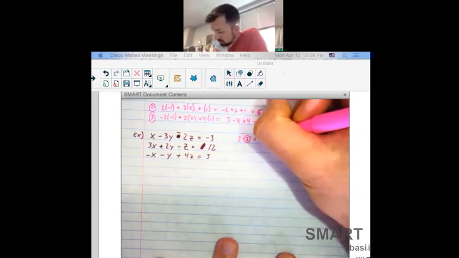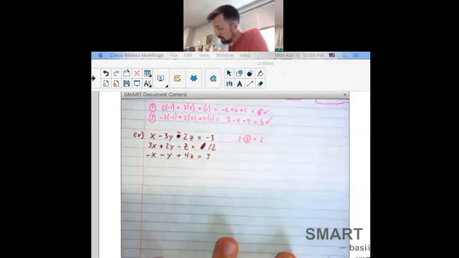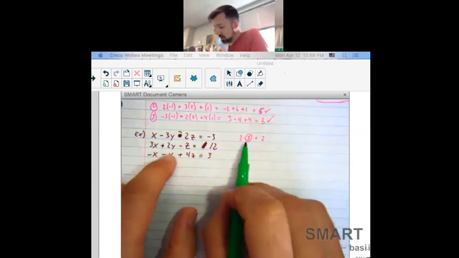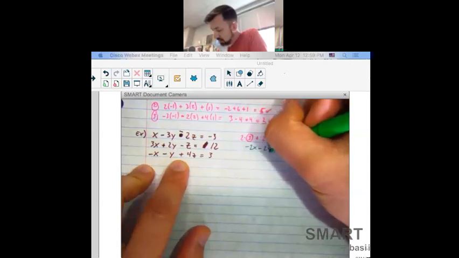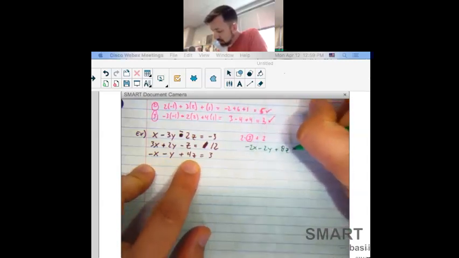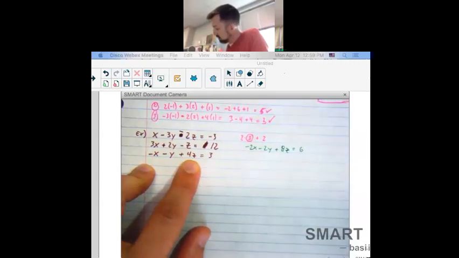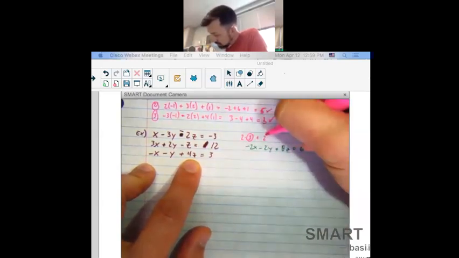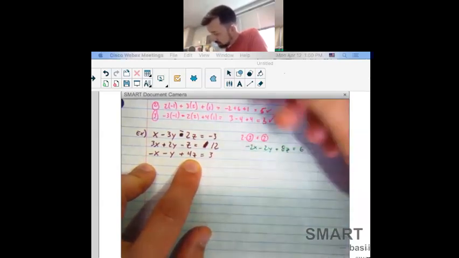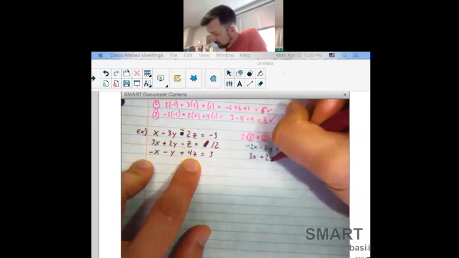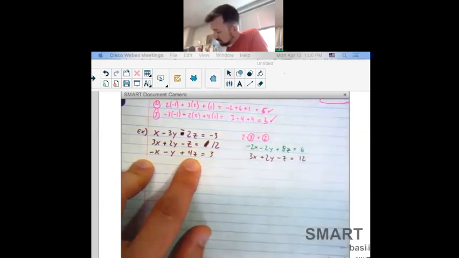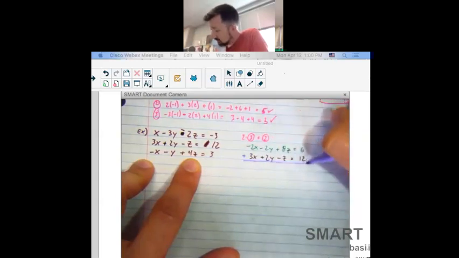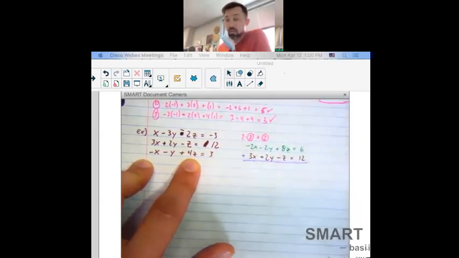Plus equation 2. Okay. Equation 3 times 2 should be negative 2x minus 2y plus 8z equals 6. And equation 2, I should circle that, 3x plus 2y. Okay. This is not what I would have done, but there are many paths through this problem.